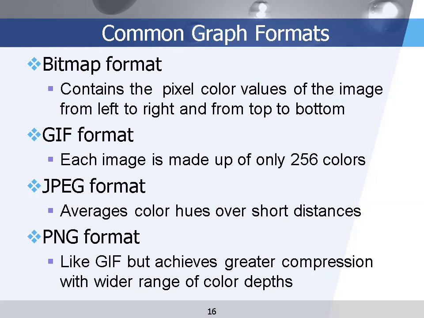Here are some typical raster image formats, like the bitmap, which contains the pixel color values of the image from left to right and from top to bottom. And the GIF format, where each of the image is made up of only 256 colors. So the color depth of the GIF is pretty small. JPEG is a compressed format of the raster image. PNG is like the GIF but achieves greater compression with wider range of color depths.